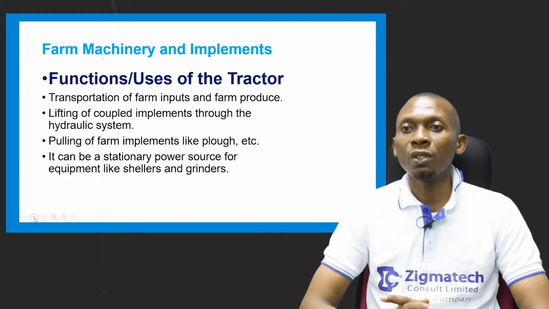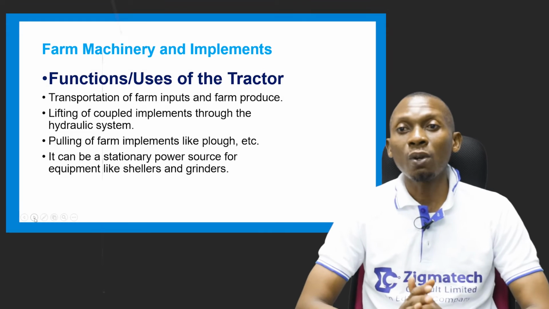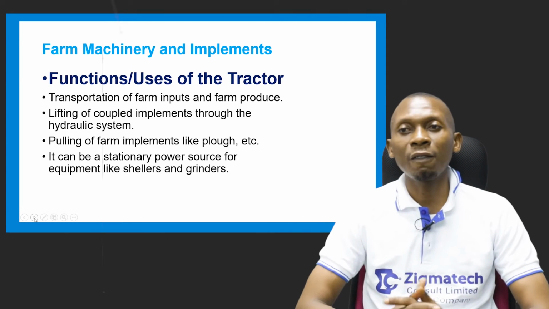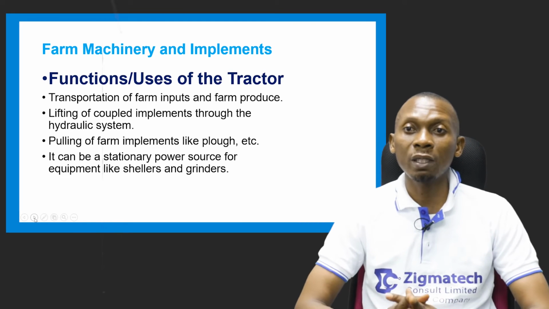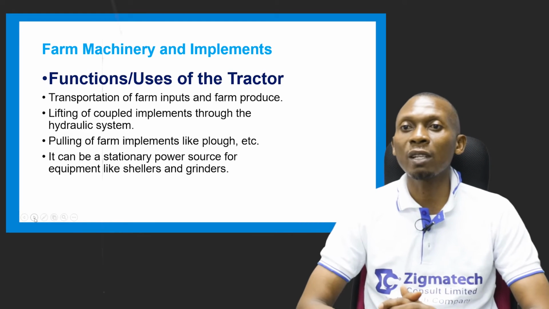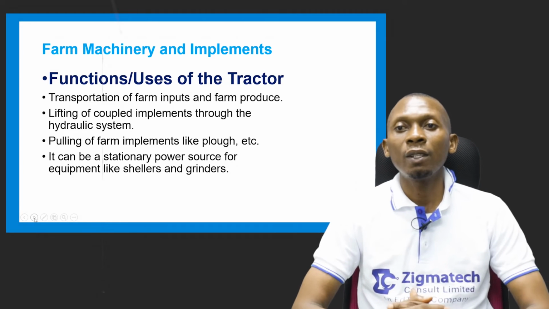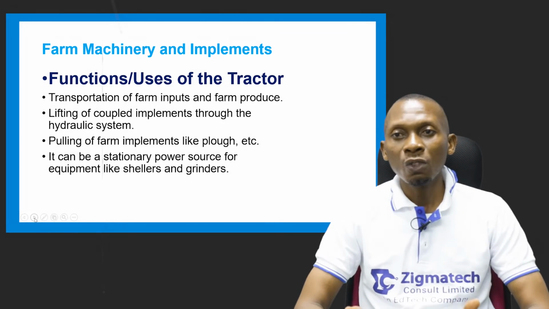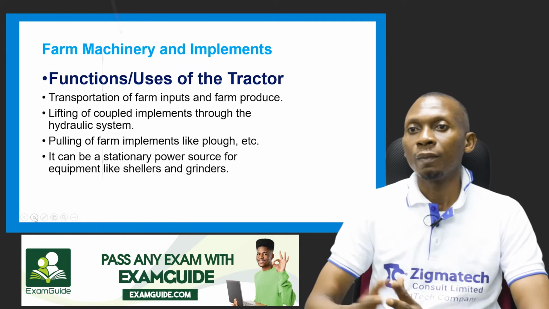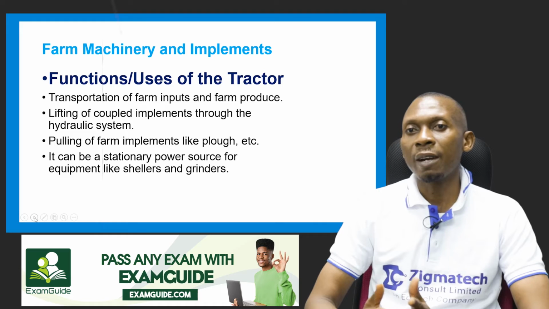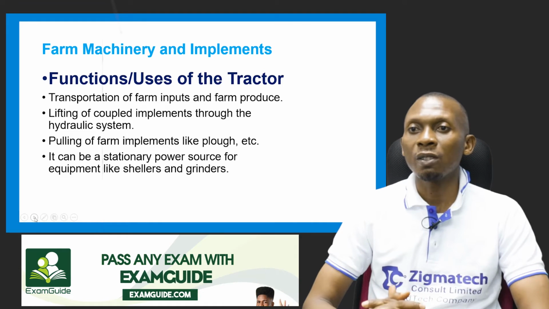Let's look at the functions or the uses of the tractor. Now, the tractor is used for transportation of farm inputs and farm produce. So when you're carrying out your farming activities and you need to take some of these inputs to the farm, you can make use of your tractor to carry inputs like fertilizers, seedlings, seeds, and chemicals to your farm. And during harvest, when the crops produce fruits or foods, you need to carry them out of the farm. You can make use of your tractor for transporting such farm produce.